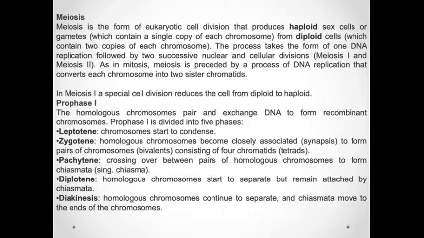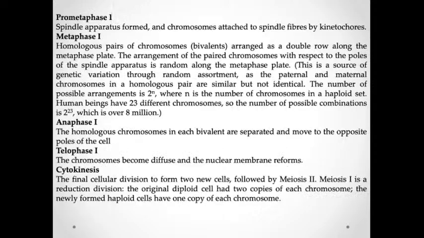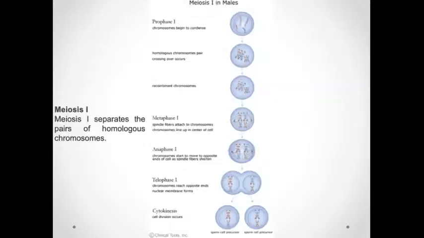Pachytene is the crossing over between different pairs of homologous chromosomes to form chiasmata. Diplotene is when the homologous chromosomes start to separate but remain attached by the chiasmata, whereas in diakinesis, homologous chromosomes continue to separate and chiasmata move to the ends of the chromosomes. Then comes prometaphase, then, same as before, metaphase, anaphase, telophase, and cytokinesis. So this is your meiosis.